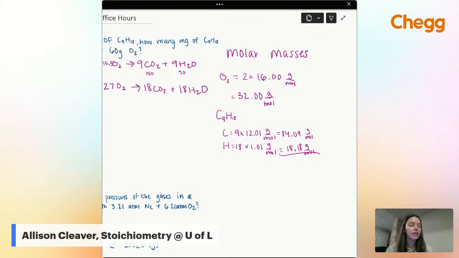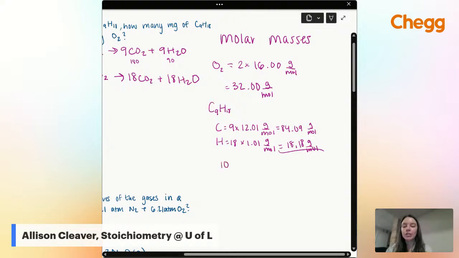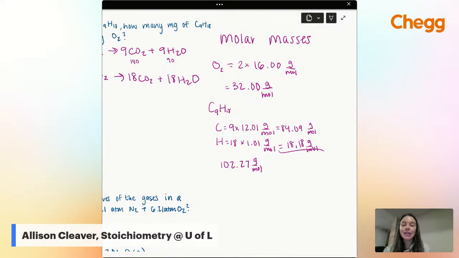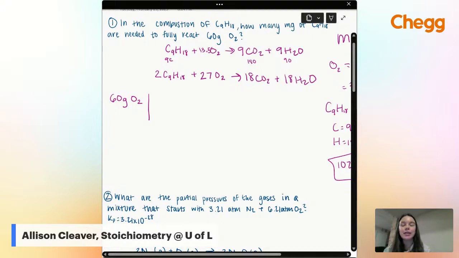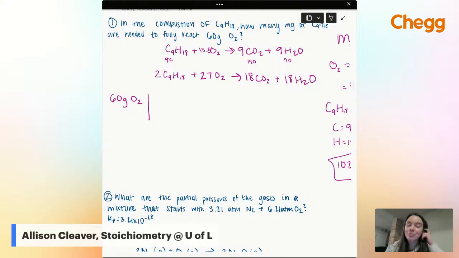So getting that, we should have got 102.27 grams per mole for that C9H18. If that's what you got, you're absolutely correct. So we're going to go back to this. And now we need to get from that grams of oxygen to milligrams of C9H18.